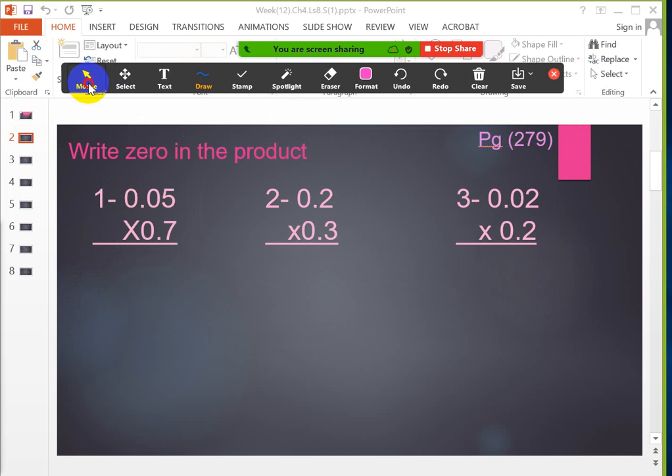So I will solve the first one. If my voice is good, please type 1 in the chat to check. Thank you.